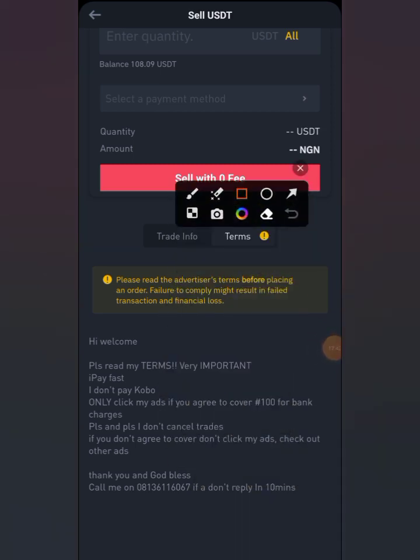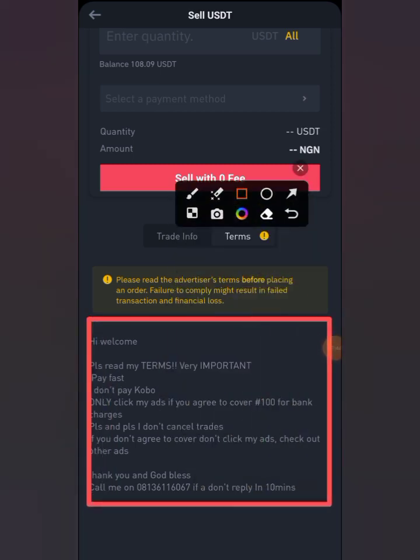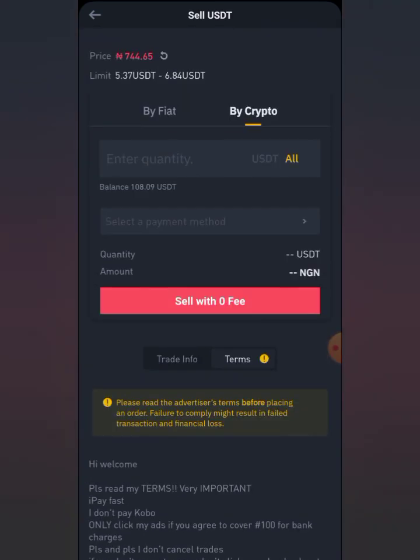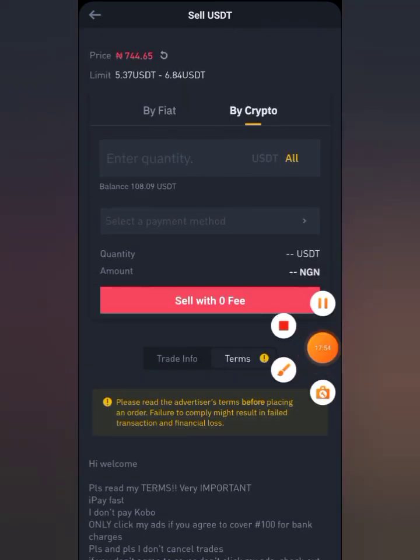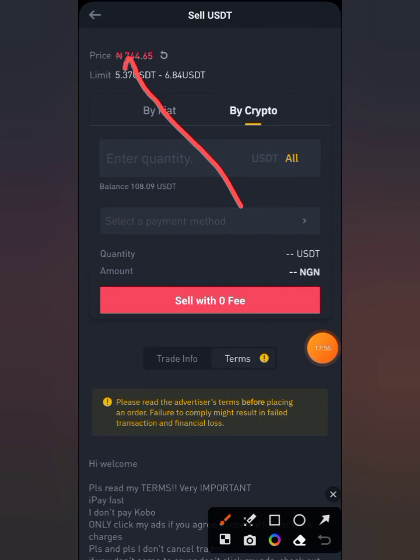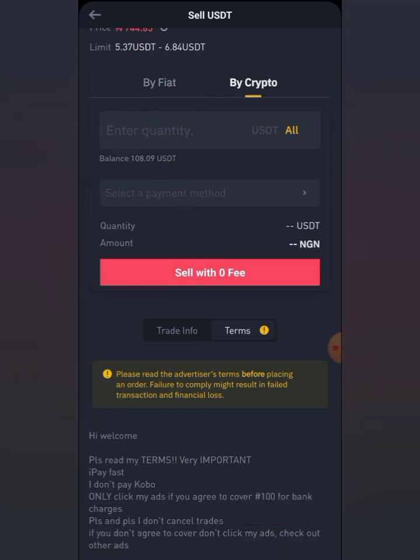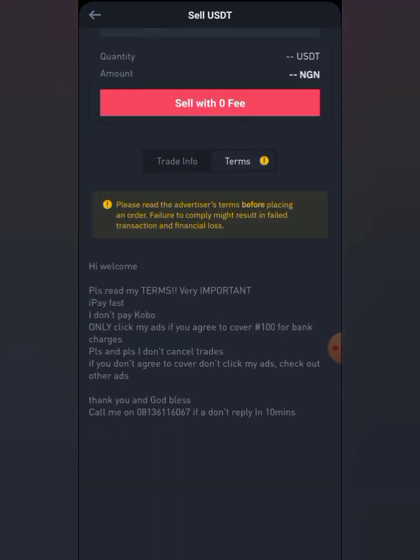Most of them charge hidden fees, and you will not know. He's telling you now in his terms that he charges how much? 100 naira. That means if you are going to sell to this merchant at the rate of 744 naira per dollar, you end up selling at the rate of 600 and something, because he's going to take away 100 naira from your money as he's paying you. So these are the things you need to look at.